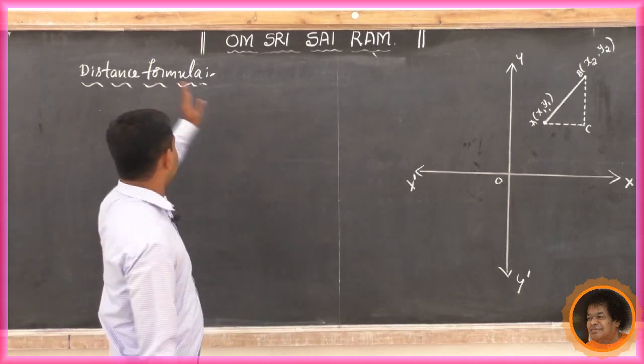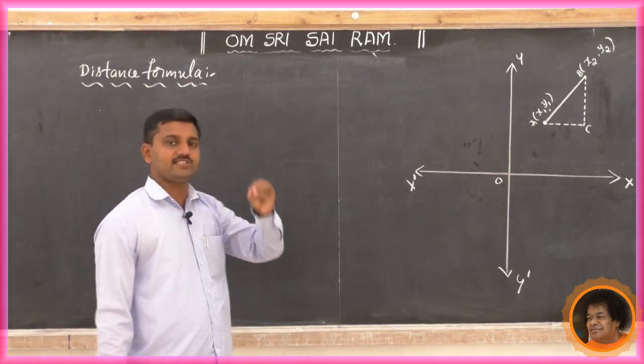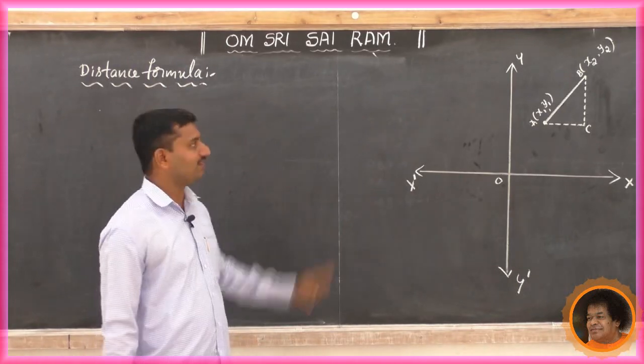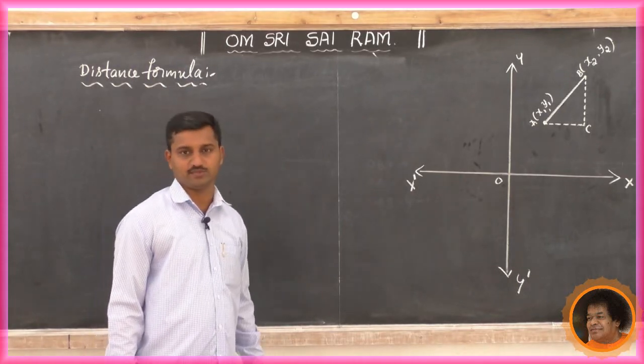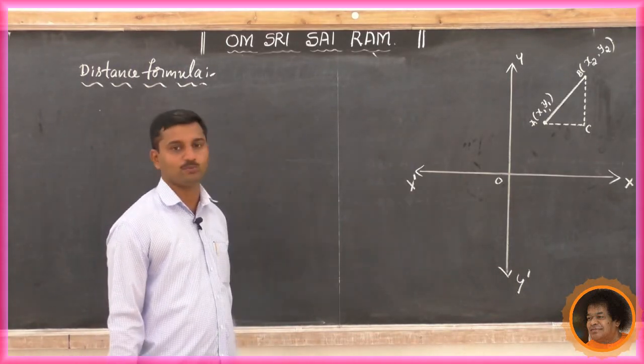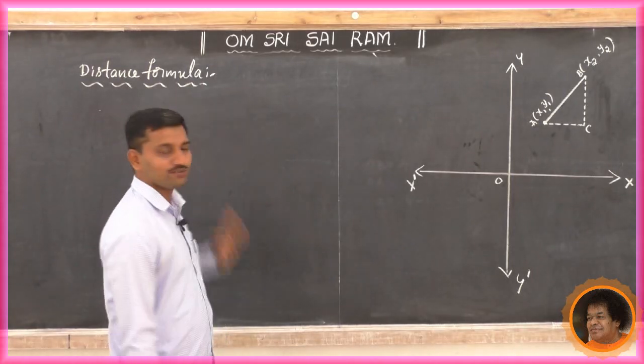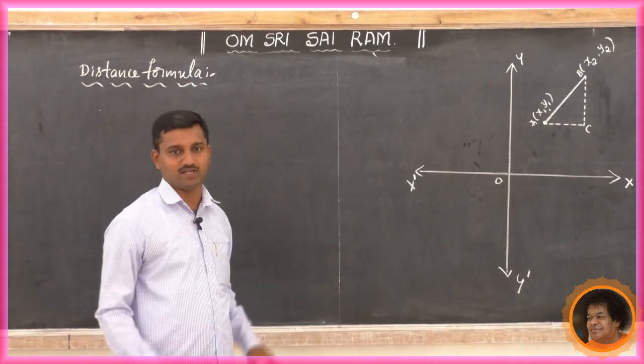Next we pass on to the distance formula, or the distance between any two points on the Cartesian plane. What is the distance between the two points? That is known as the distance formula. We formulate one formula.